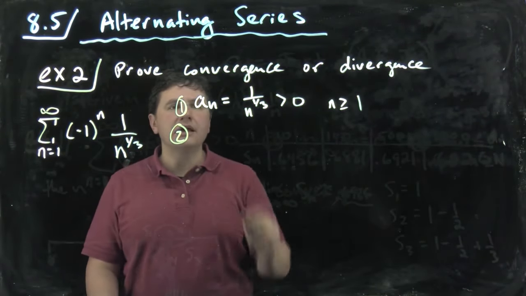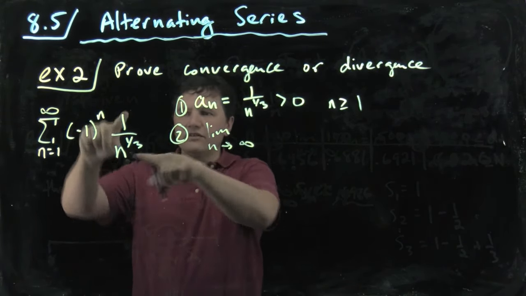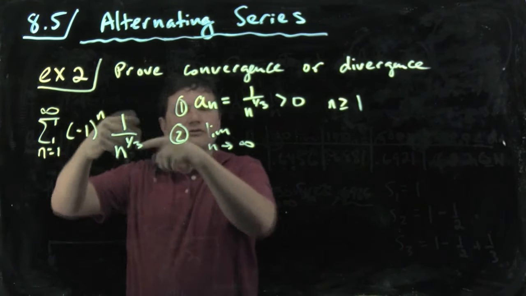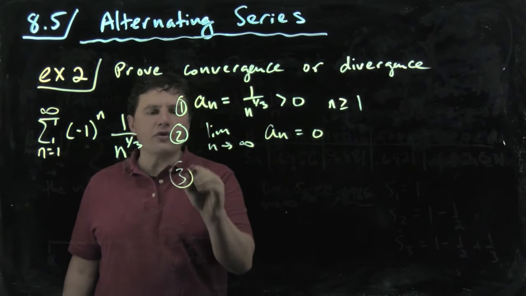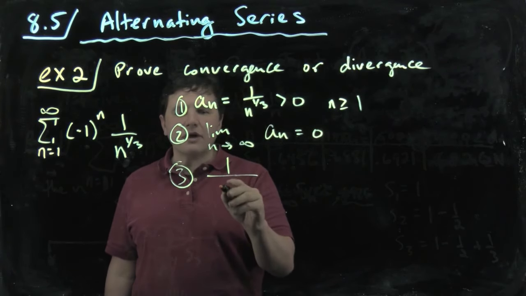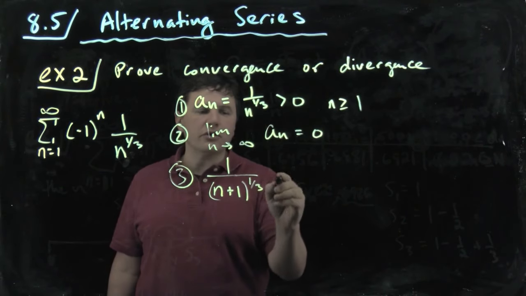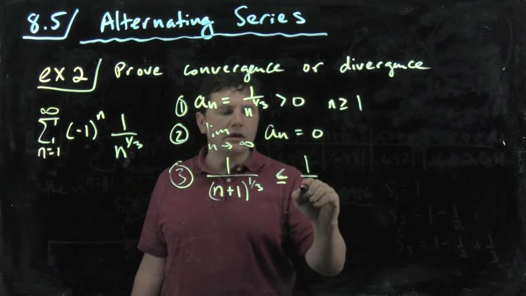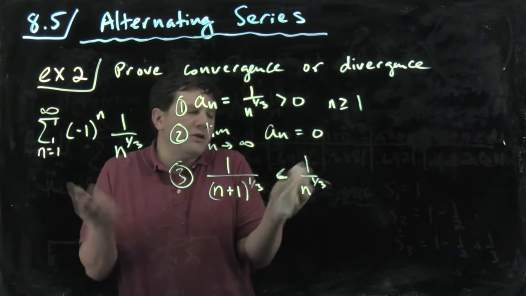Second, the limit as n goes to infinity. There's no proof here. We can see this easily. The denominator grows without bounds, forcing this thing to 0. Boom. And then the final thing, and understand this one: 1 over (n plus 1) to the 1/3 is going to be less than or equal to 1 over n to the 1/3. I'm going to take the equal out of there. I'm going to go with the stronger statement just because I can.